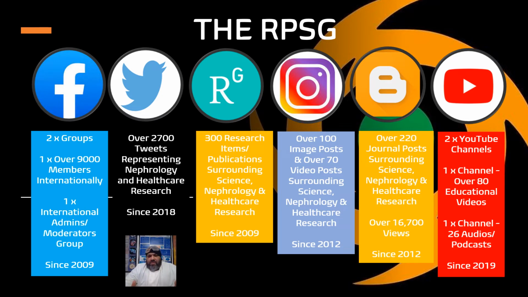Then there's the ResearchGate page, which has over 300 research items and publications surrounding science, nephrology, and healthcare research. And then there's the Instagram page that has over 1,000 image posts and over 70 video posts surrounding science, nephrology, and healthcare research.